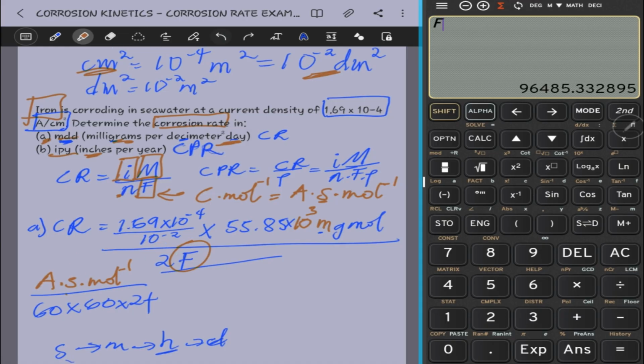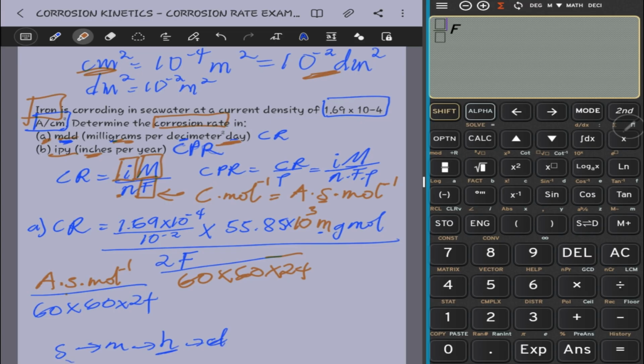So that means 60 times 60 times 24. This is all I need to get the answer that I'm looking for directly. So Faraday is here already in what we are doing.